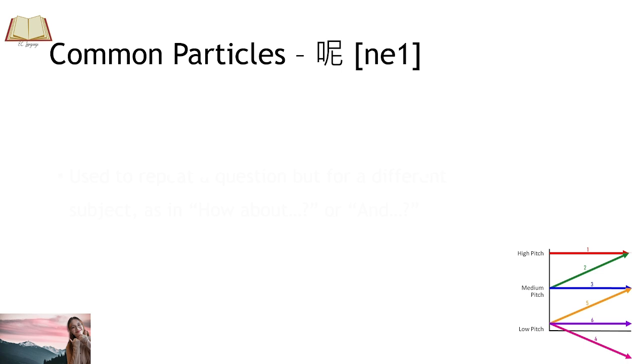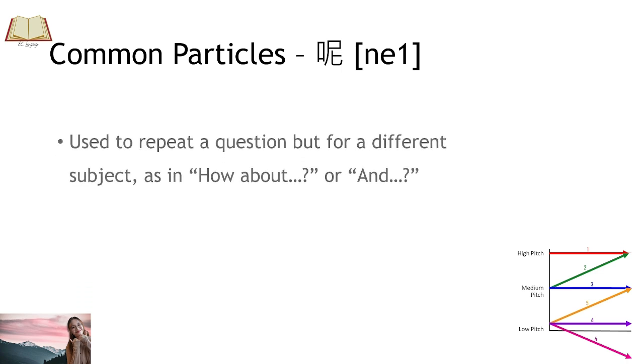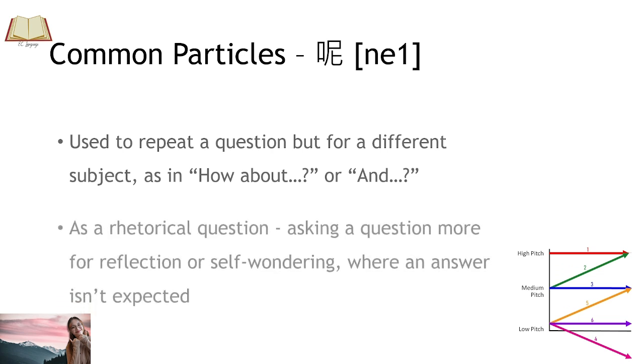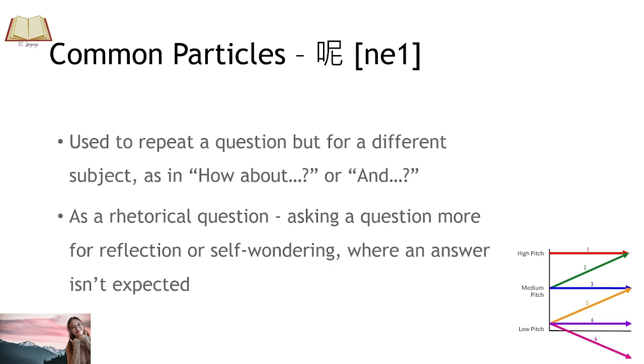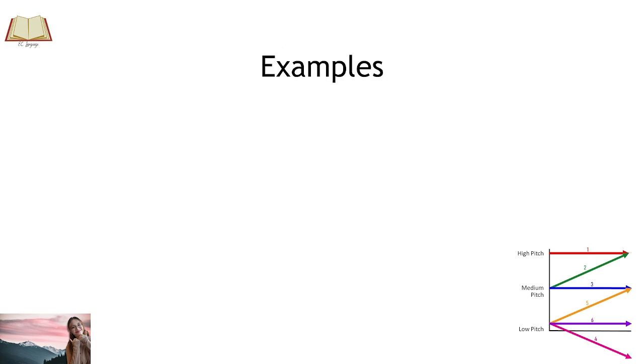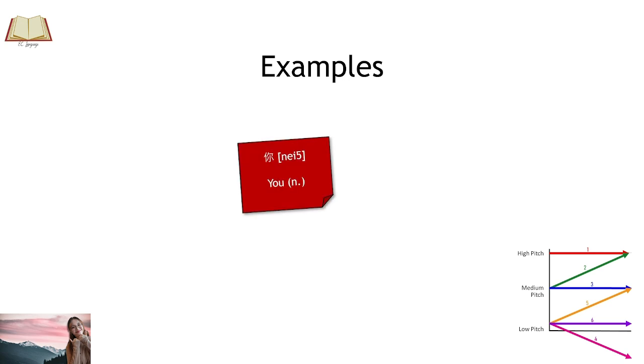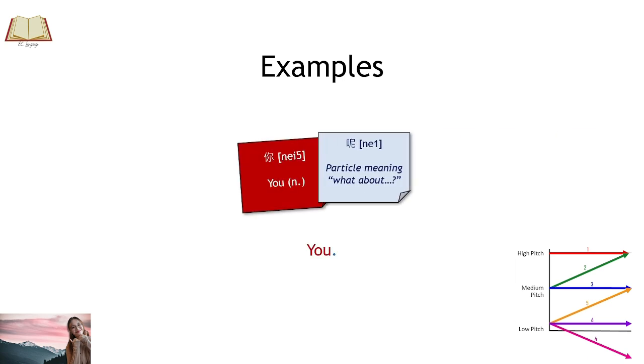Ne is very commonly used to apply a previously asked question to the preceding word, equivalent to how about, what about in English. It can also be used in a rhetorical question, usually one we ask ourselves, where an answer isn't expected. One common sentence is this: 你, you. Adding ne at the end turns this into a question, applying the previously asked question, not mentioned here, to the preceding word, which is ne in this case.